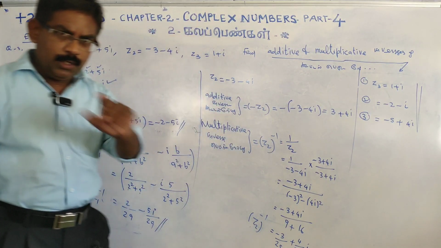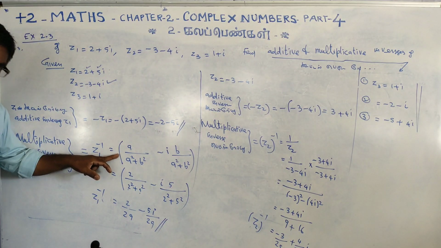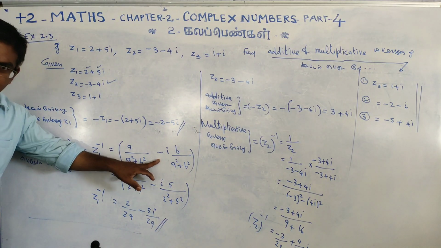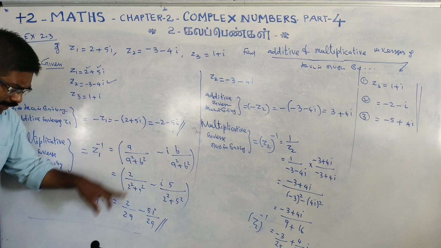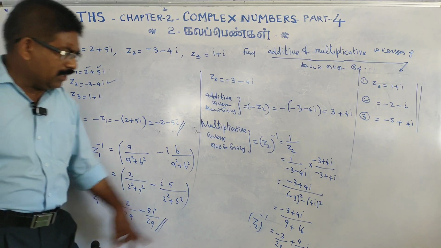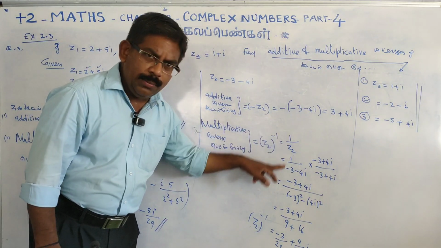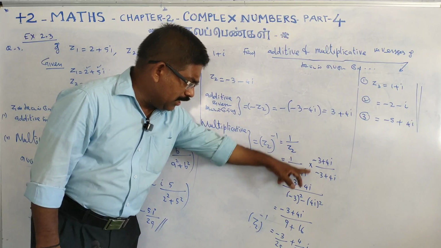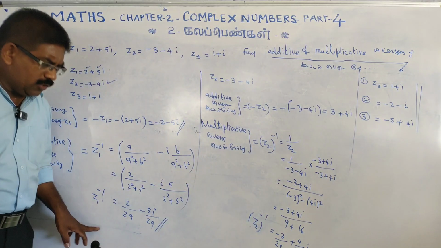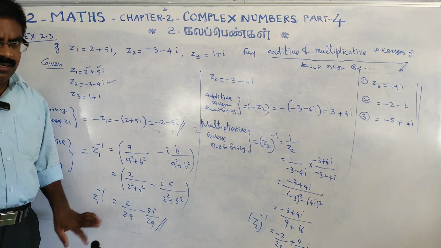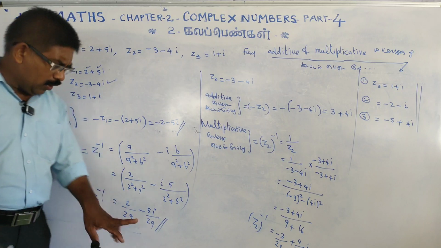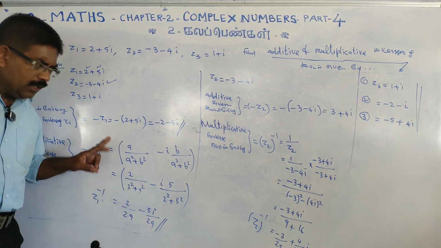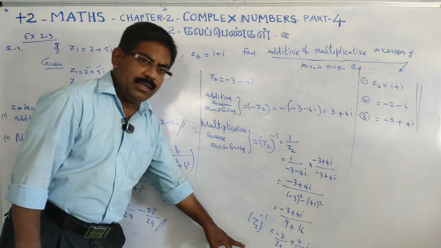How can we do the problem? We can do two methods. Only direct method: write the formula directly, substitute the results. Another method, step method: find one by one and multiply by the conjugate. In the two methods we get the same result. Use either this method or that method.